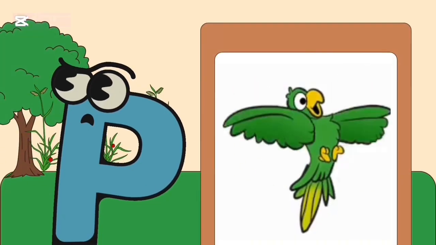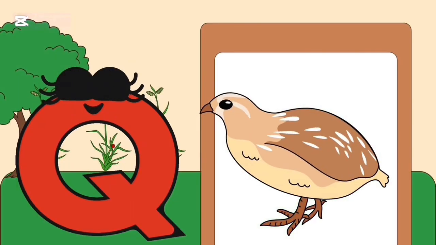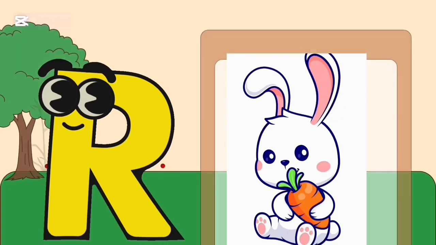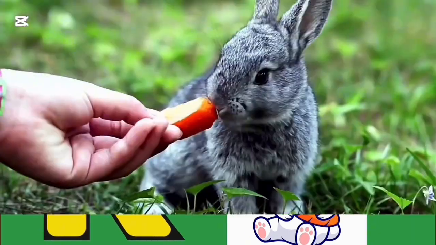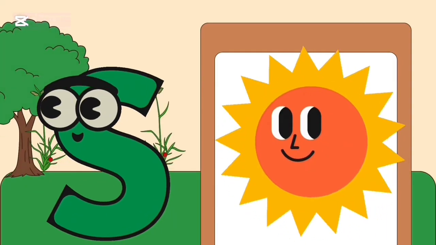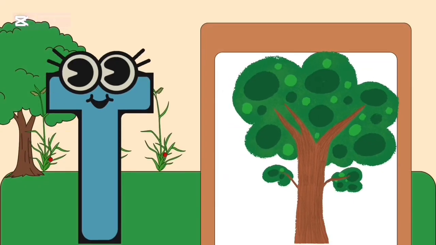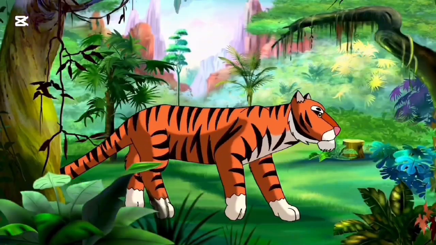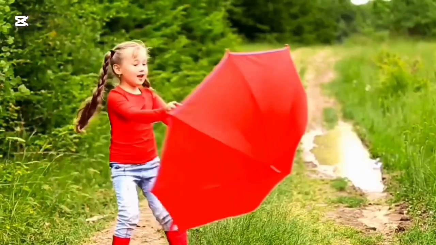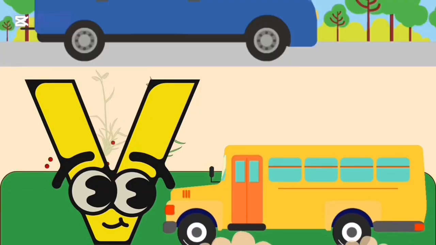P is for parrot. Parrot. Q is for queen. Queen. R is for rabbit. Rabbit. S is for sun. Sun. T is for tree. Tree. U is for umbrella. Umbrella. V is for van. Van.